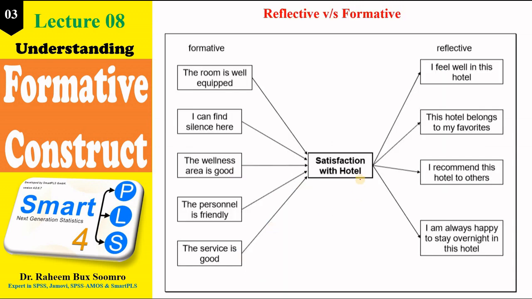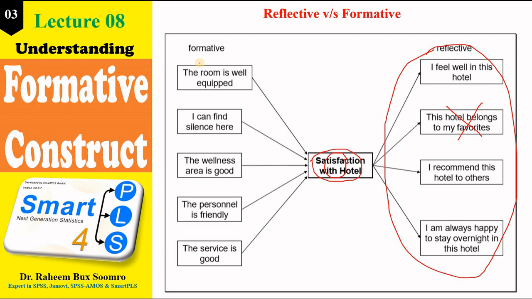In the case of the reflective construct, every item is basically measuring the same thing. For example, when you talk about satisfaction with the hotel, all these 4 items you're looking at are basically measuring the same thing. If you remove any item, there will be no effect on the overall meaning of this construct.